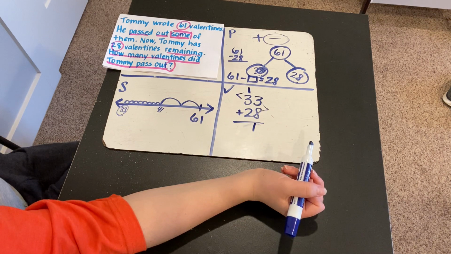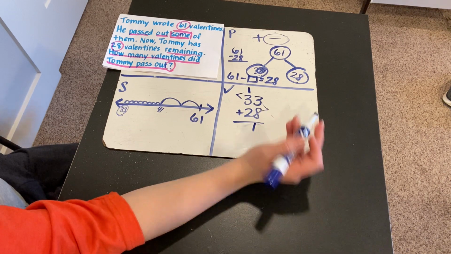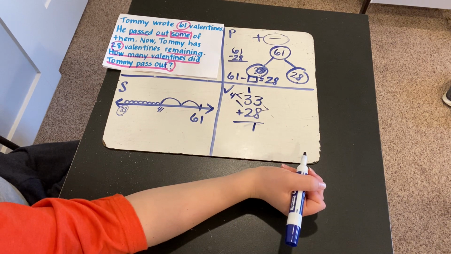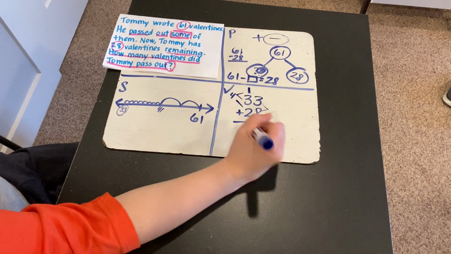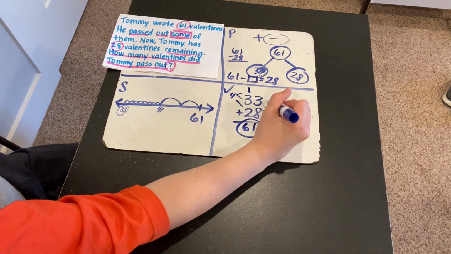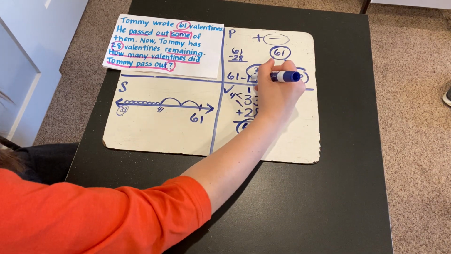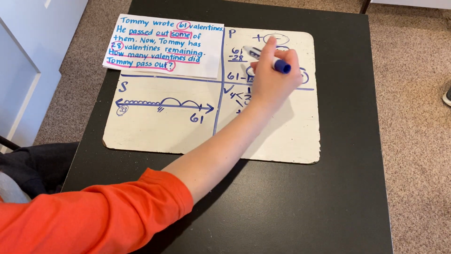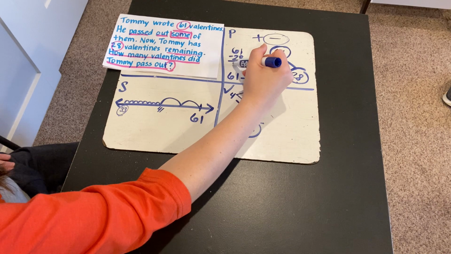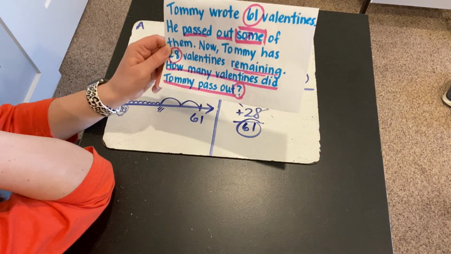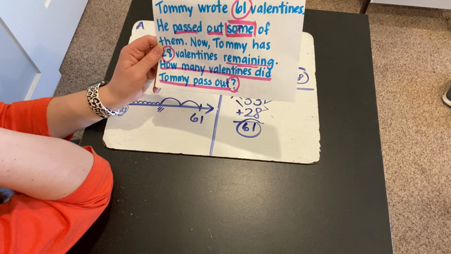Now I add them up. What is 1 plus 3 or 3 plus 1? 4, and then 4 plus 2. 4 plus 2 equals 6. So look, we got 61 again. So that means 33 is the answer. 61 minus 33 equals 28. Or 61 minus 28 equals 33. Also, now we know exactly how many Valentines Tommy passed out.